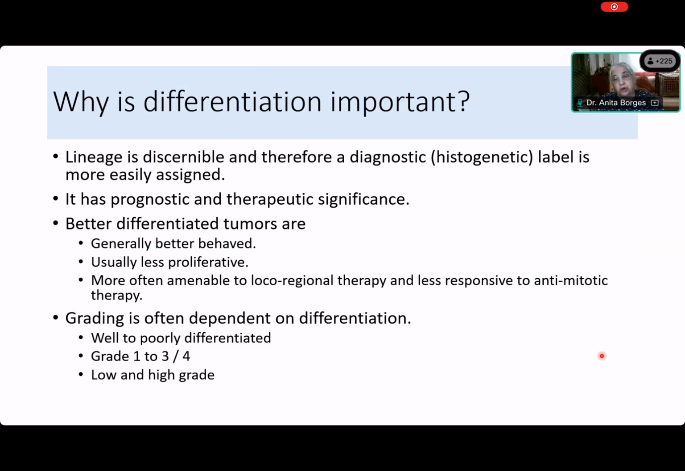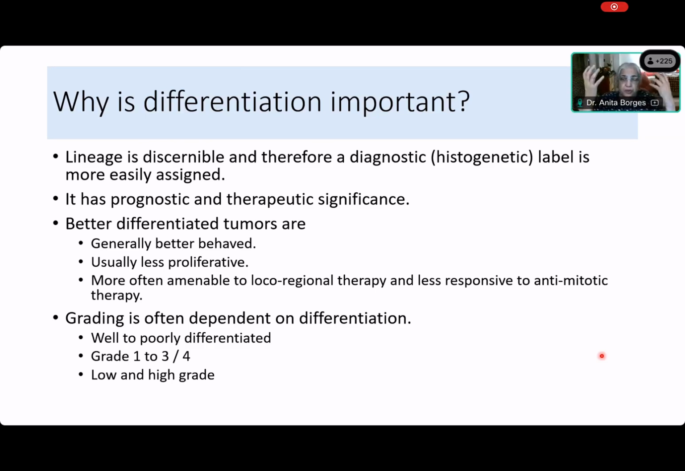Sometimes people feel that histogenesis is no longer very important as far as management is concerned, but we leave that to another day. It allows you to use the histogenetic label if you are able to see some kind of differentiation. And as some of you rightly said, it has prognostic and therapeutic significance.